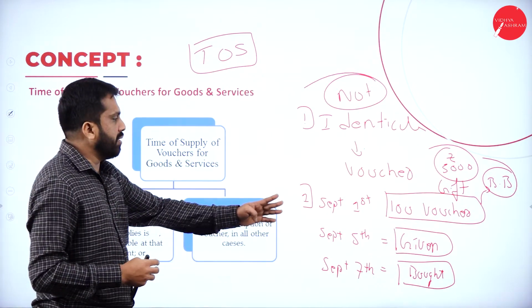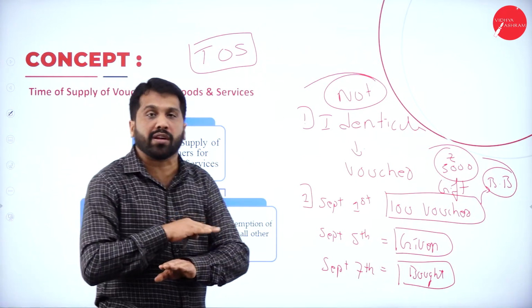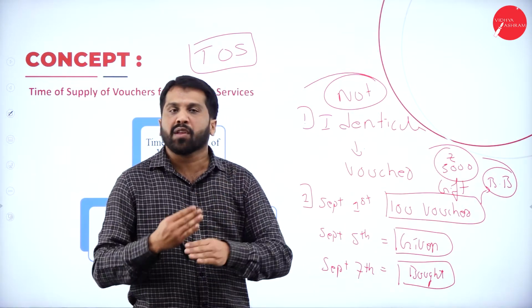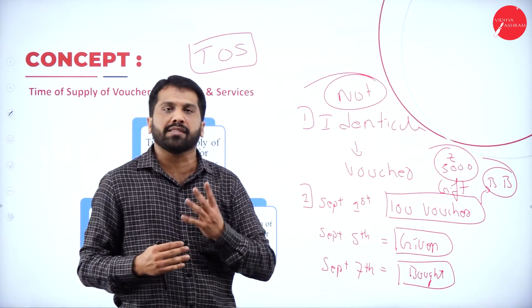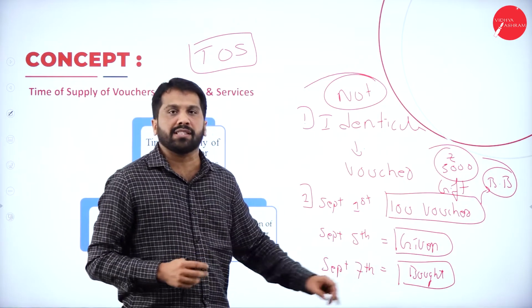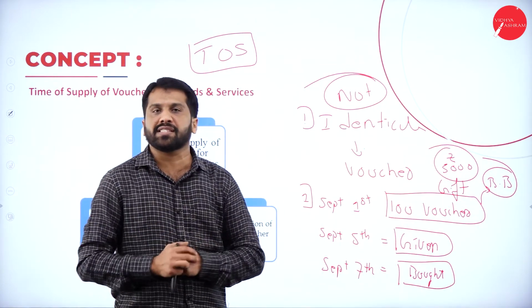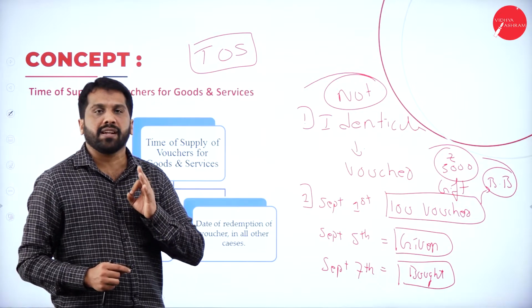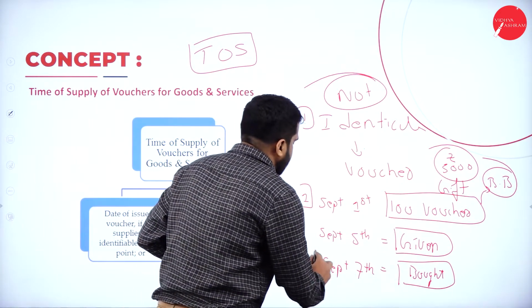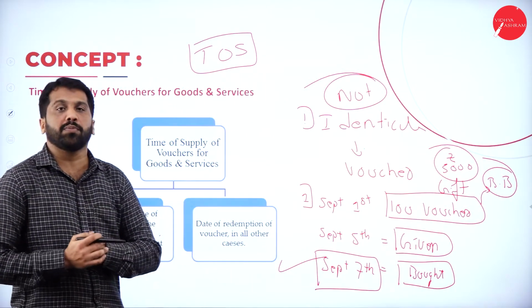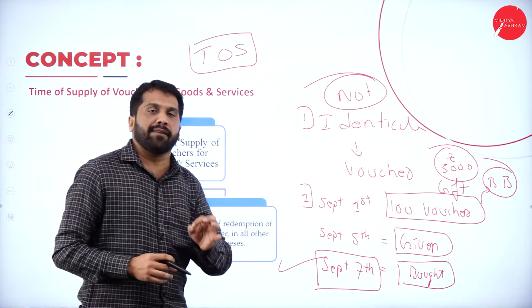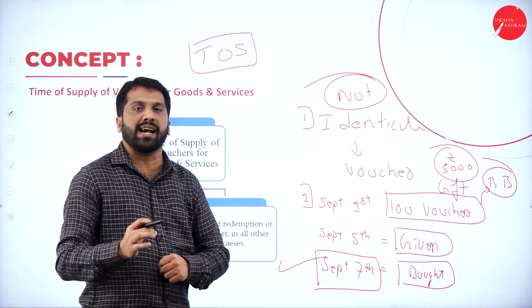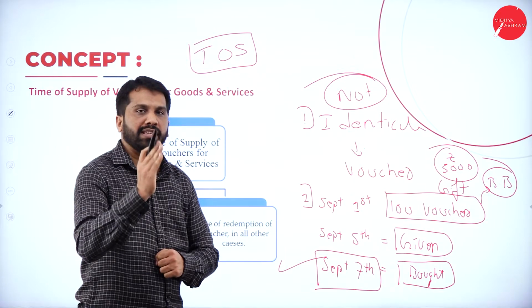Whatever you want, you can do in the Big Bazaar. The goods are not identical. Of that 5,000, half you can use for shopping of groceries, half you can use for shopping of your belongings. Now, until you go and purchase, the goods are not specified. Hope you are clear. Until you go and purchase, the goods are not specified. Then the time of supply is September 7th. Hope you are clear. What is the time of supply in this case? If goods are not identical, then September 7th will be called as time of supply. Hope you are clear with this concept.